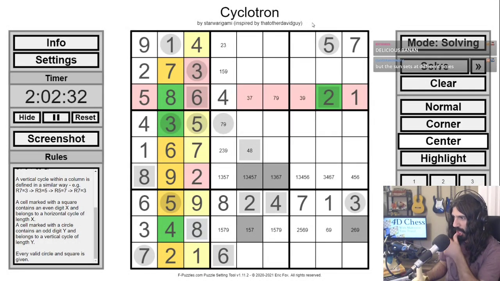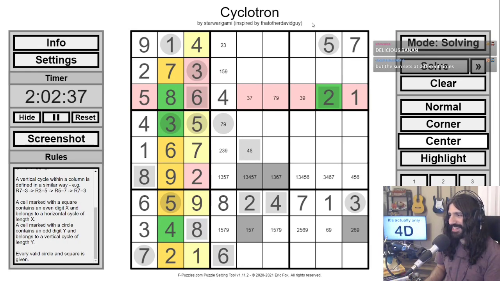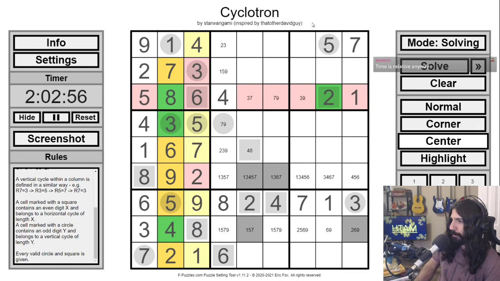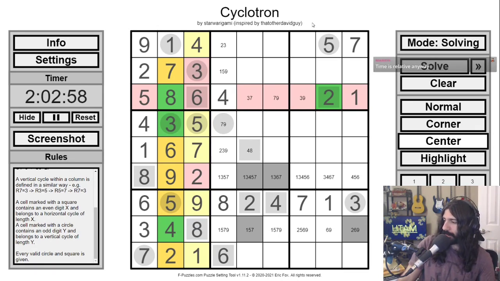All right. Okay, sunset at different times. Yeah, so sunset is a different time everywhere. It's based on local time. Time is relative anyway. True.